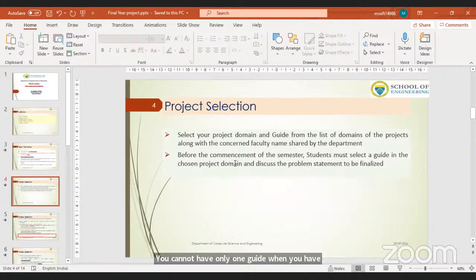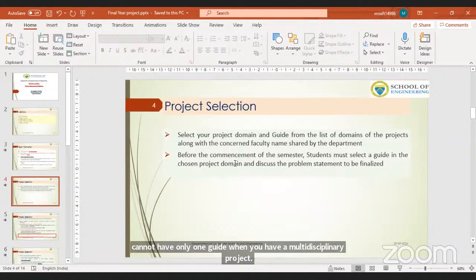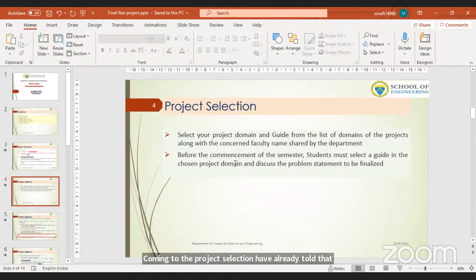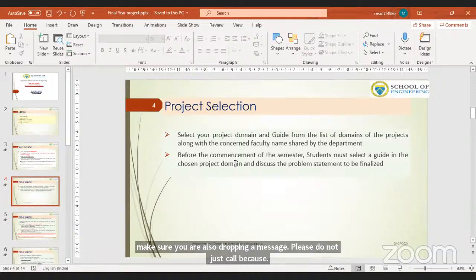Coming to the project selection, sir has already told that I'll be sharing the domains of the guides. By today afternoon itself, around 2 or 2:30, I'll be sharing the domain list of all the guides with their room numbers, mobiles, and email IDs. If you are approaching any guide, make sure you also drop a message. Please do not just call, because nobody would have saved all the numbers.